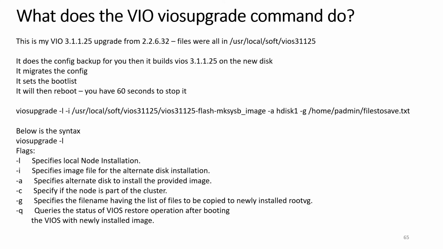And then I'm going to look at running viosupgrade. So if you look at the command I have here, I'm basically telling it to do a VIO server upgrade, and I'm going to use the VIO server 3.1.1.25 flash image, and I'm going to go to hdisk1, and the files that I want it to save first are in my home padmin files to save.txt. And down below I have all of the various flags and what they mean. So this is running viosupgrade on the VIO server.